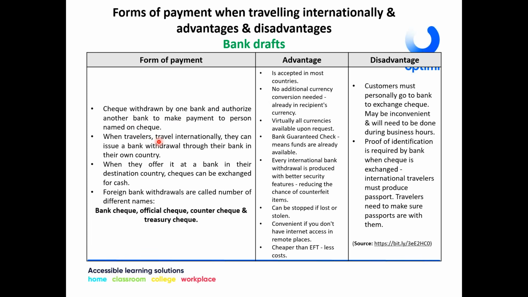When travelers travel internationally, they can issue a bank draft through their bank in their own country. When they present it at a bank in their destination country, the check can be exchanged for cash. Foreign bank drafts are called a number of different names. It can also be called a bank check, an official check, a counter check, or a treasury check.